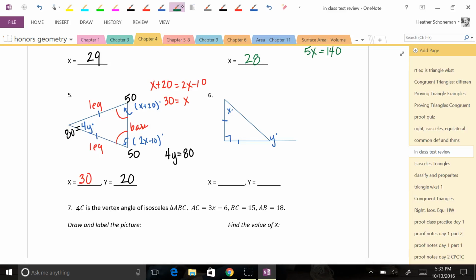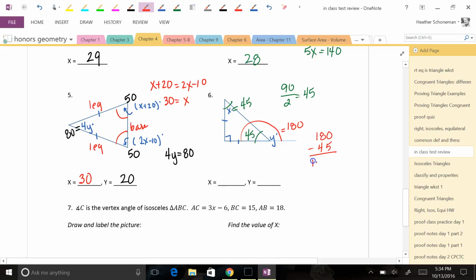Okay, number 6, another isosceles triangle, but not just any isosceles triangle, it's an isosceles right triangle. So I know that these two angles are congruent, and they're in a right triangle, so they've got to equal 90. So I'm going to take 90 divided by 2, and I get 45. So each of these angles are 45. But now I need to get y. Well, y and 45 are a linear pair, which means they add to 180. So if I do 180 minus 45, that gives me 135, which is y. Okay, and then x here to here is 45.